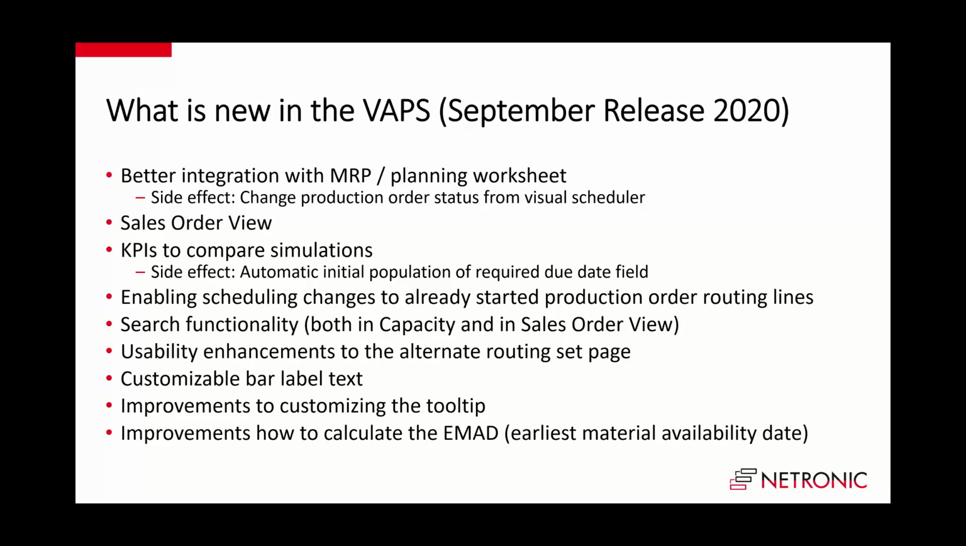So these are the bigger things. Then we have a couple of minor things, like we have integrated search functionality so that you can quickly search for a production order. We made the bar label text and the tooltip text customizable, and we also made improvements to how we calculate the earliest material availability date, EMAT. So this is happening pretty much behind the scenes.